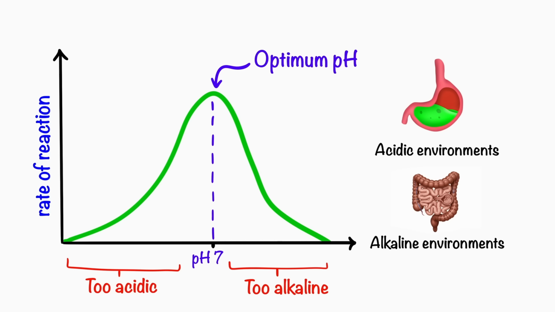For example, digestive enzymes in the stomach function best in highly acidic conditions, while enzymes in the small intestine prefer alkaline environments. Now let's see how enzymes are put to work in the digestive system, breaking down the food you eat into nutrients your body can use.